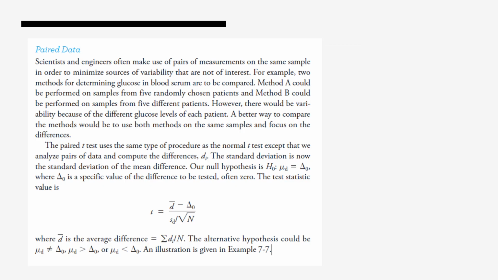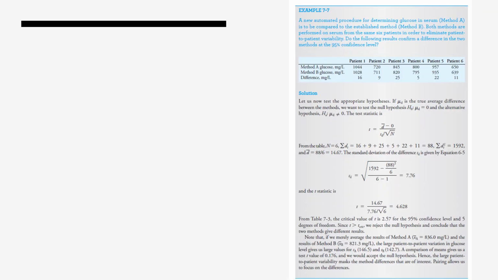And we also have paired data, in which we use this t value. This one is the mean difference. This one is the specific value of the difference to be tested, and the standard deviation difference. This one is the average difference. Standard deviation difference, and this is the square root of your measurement. Don't worry too much, we will not calculate on that. We will just use that in case you have paired data. And this one is an example of your paired data.